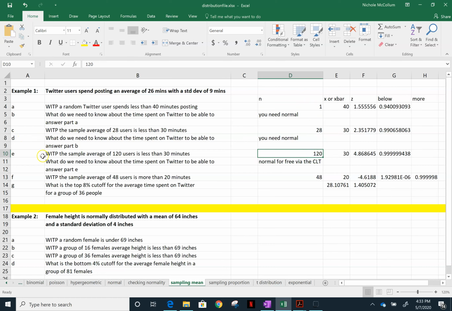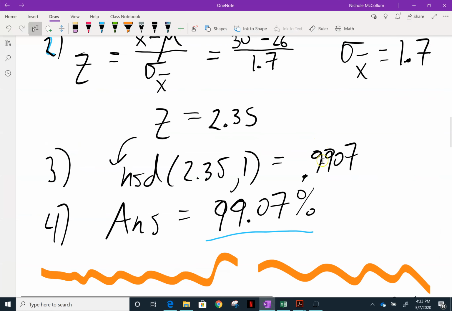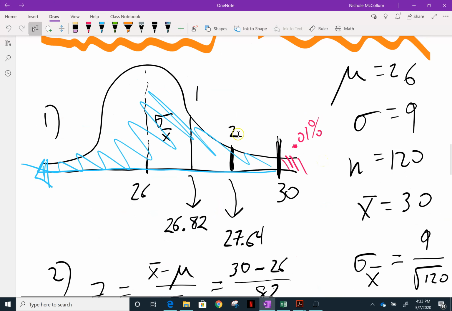So let's see if we can attack this question. What is the probability the average of a group of 120 is less than 30? Well, the way I would answer that is just like the previous question. I'd write down the key ingredients. Average is 26, standard deviation is 9, n is 120, x bar is 30.